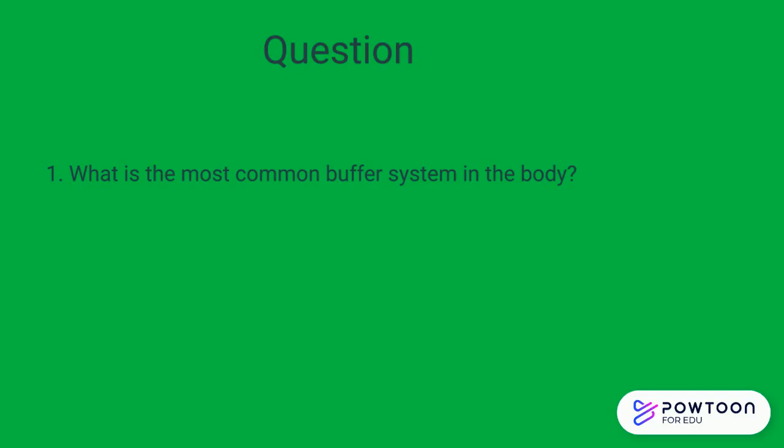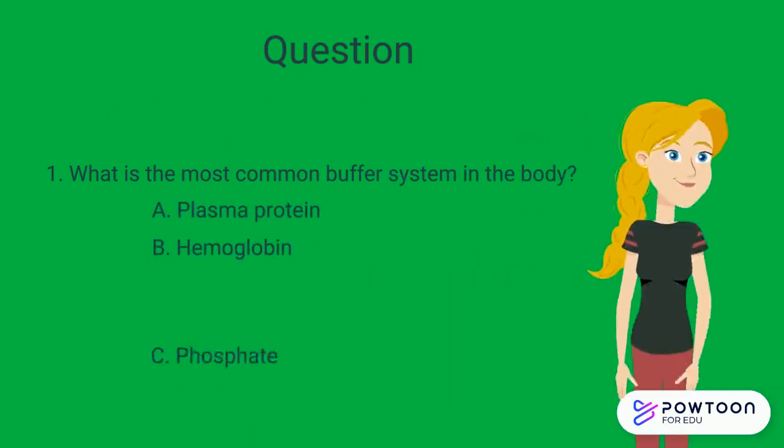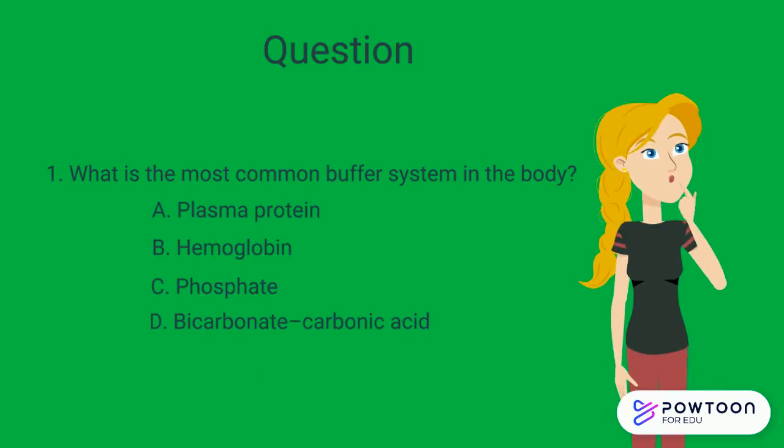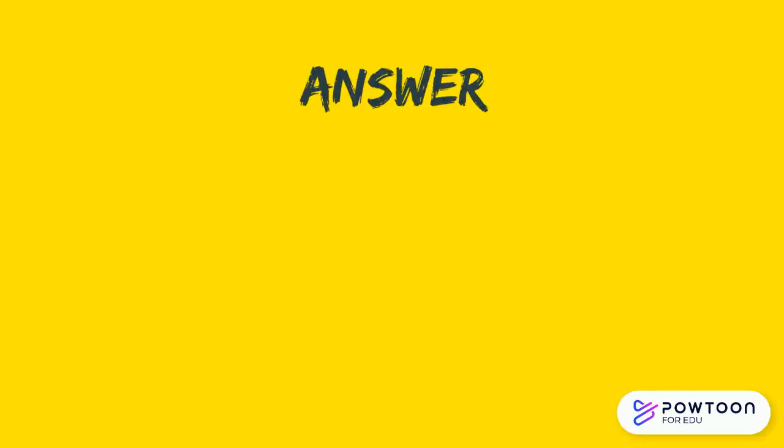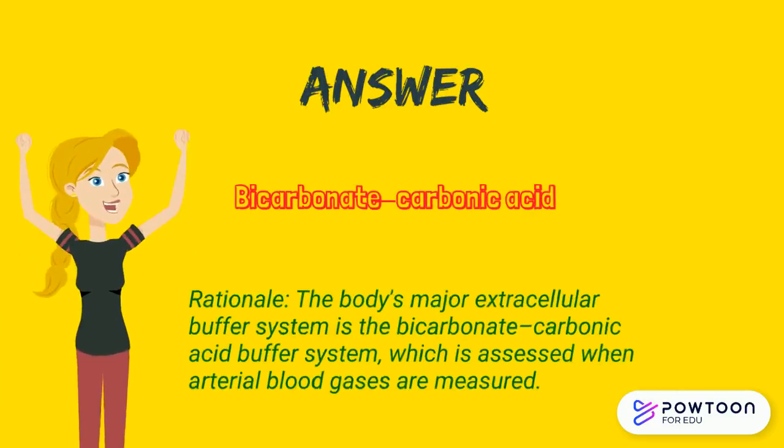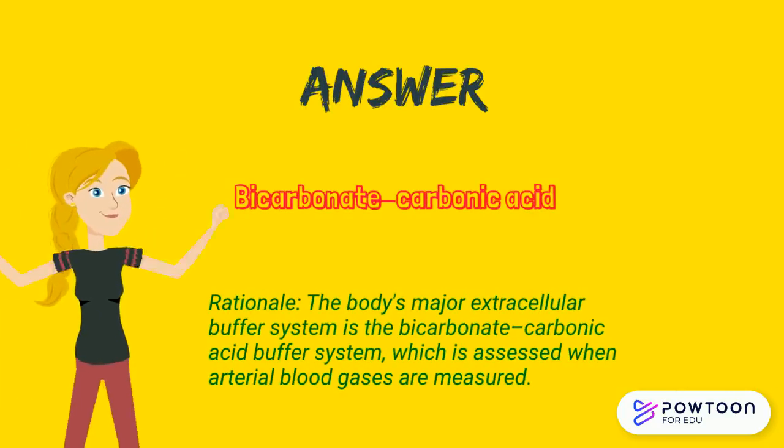Quick quiz. What was the most common buffer system in the body? If you answered D, bicarbonate carbonic acid, you got it right.